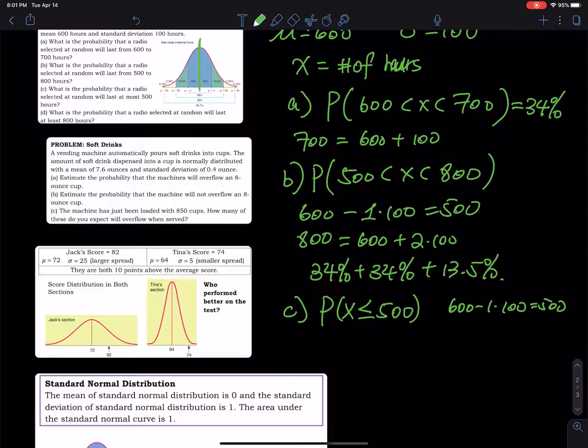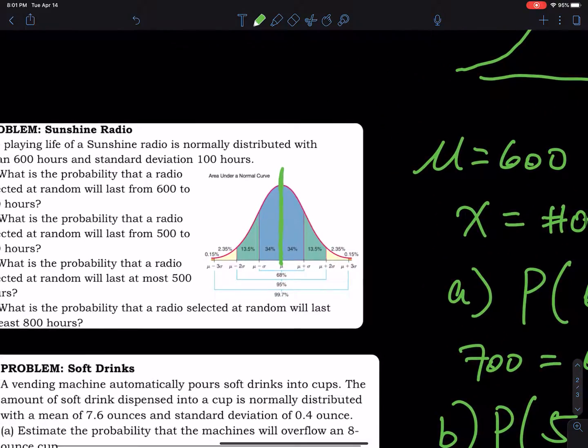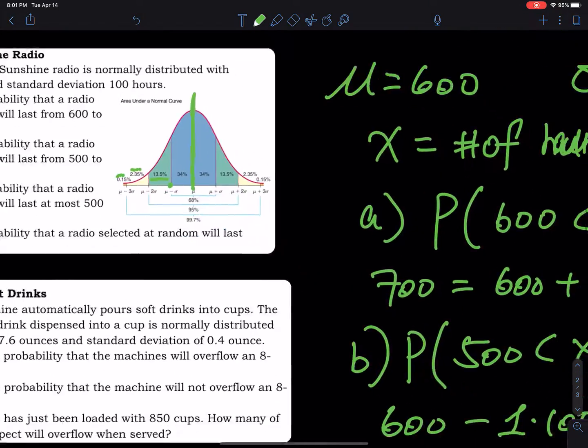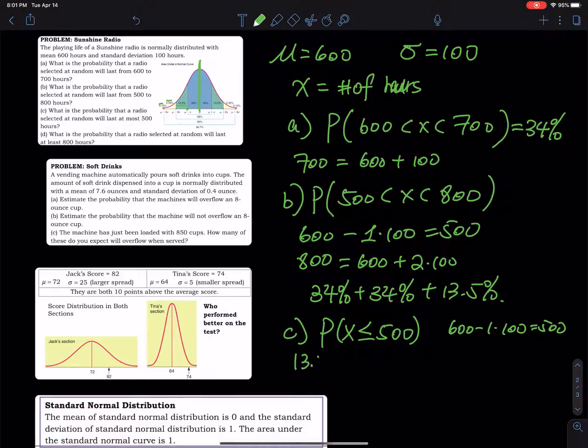So less than 500 means, now we go back to the problem. Less than 500 is right here, right? So less than 500 means you add the 13.5, the 2.35, and the 0.15. So you have 13.5% plus 2.35%, and then plus 0.15%. So that is your answer.